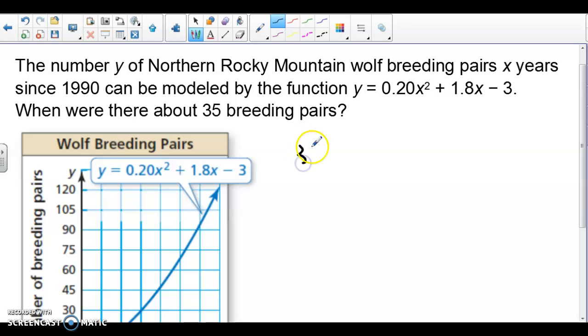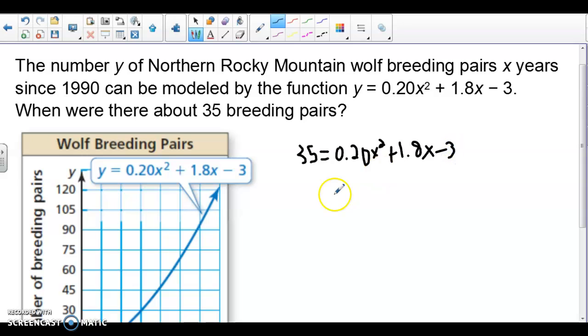So we're going to say 35 equals, and the rest of it, 0.20x squared plus 1.8x minus 3.